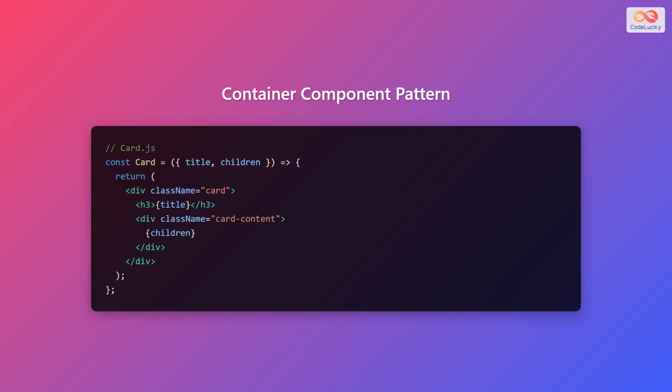Now let's see an example of the container component pattern. Here we have a card component. The card component accepts a title and children as properties. It then renders a div with the class name card. Inside the card, there is an h3 element displaying the title and a div with the class name card content, which renders the children. This allows you to create a reusable card layout and populate it with different content.